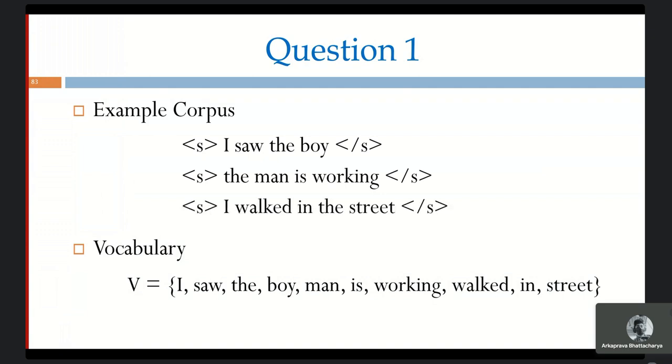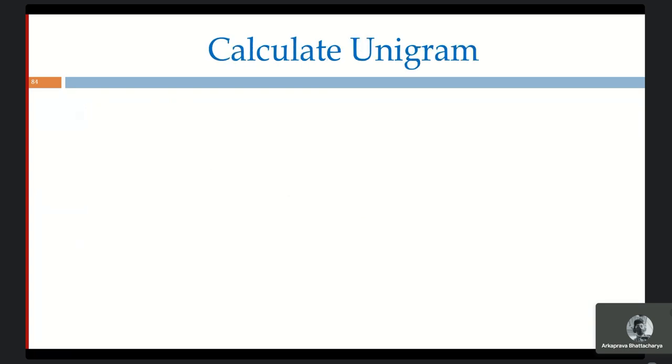I'll try to explain theoretically, but you can think practically about what to consider when you implement this in a programming language in order to predict the next word. Let's suppose I have a corpus like this: I saw the boy, the man is working, I walked in the street. Then you have the vocabulary, which consists of all unique terms, so there won't be any repetition. You can see I is seen two times in the corpus, but the vocabulary contains it only once: I, saw, the, boy, man, is, working, walked, in, street.